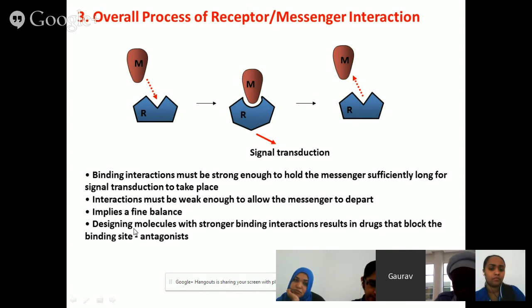The last point is that designing molecules with stronger binding interactions results in drugs that block the binding site. If the messengers bind with the receptors but do not bind properly with the three bonding forces, then they can block the receptors. That's called an antagonist. We'll discuss that in the next slides.